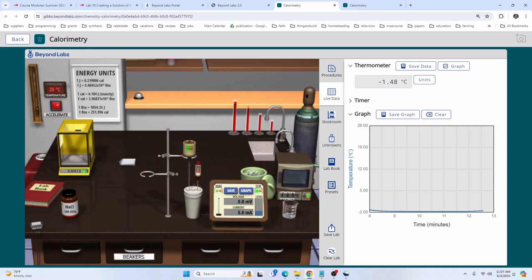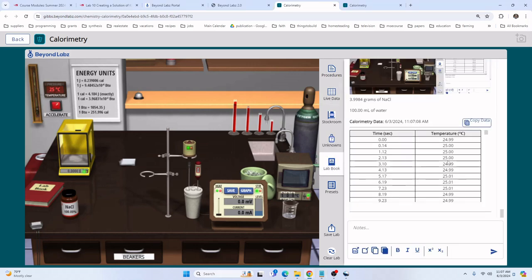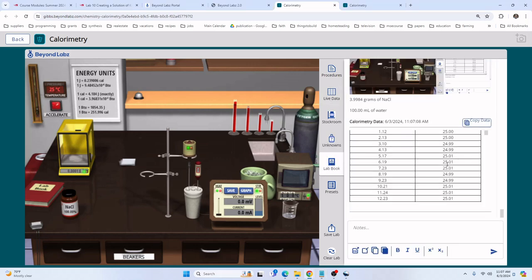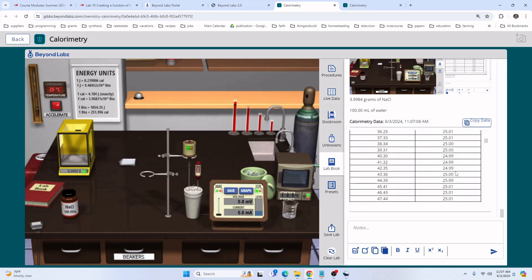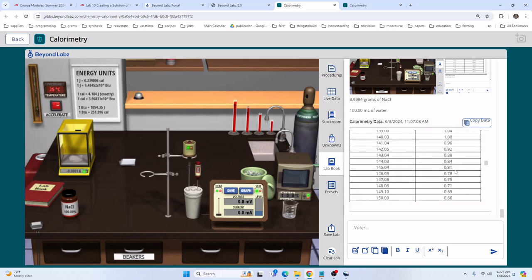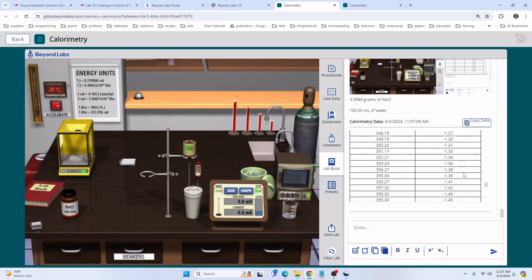And next we need to do our calculations. So in order to do the calculations, we need to go to the lab book and click on our data. Okay, and we want to observe the lowest temperature. We've got time on the left and temperature on the right. So notice the freezing point of water was at 0, and we can see that we hovered there for a while, clicking on our data.